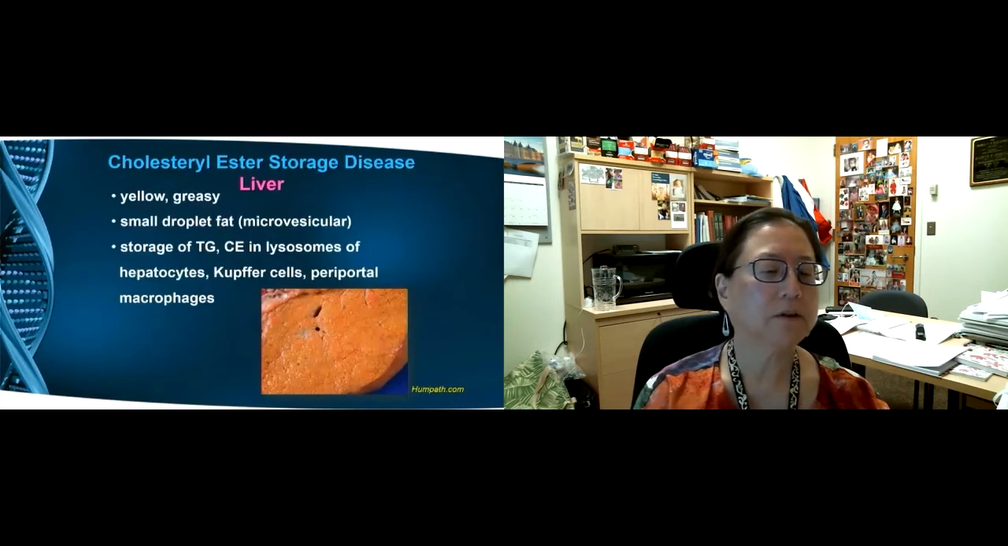And if you look at the cut surface, the liver is usually yellow and greasy, and it's usually due to small droplet fat. And again, this is from the storage of triglycerides and cholesterol ester in lysosomes of the hepatocytes and macrophages and Kupffer cells within the liver itself. Next slide.